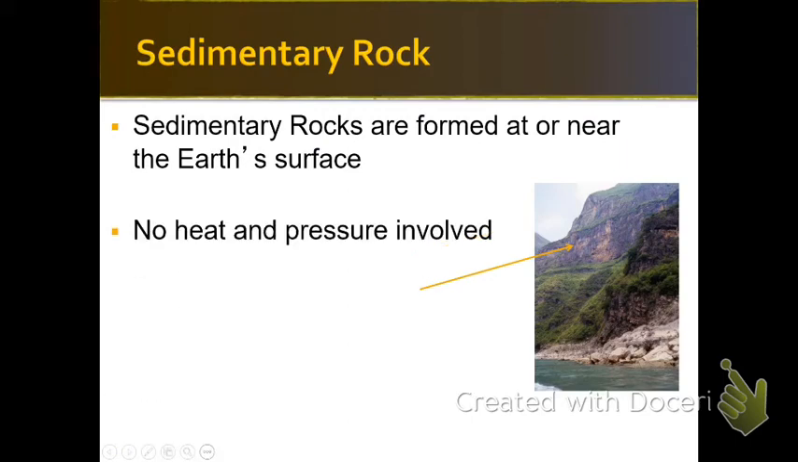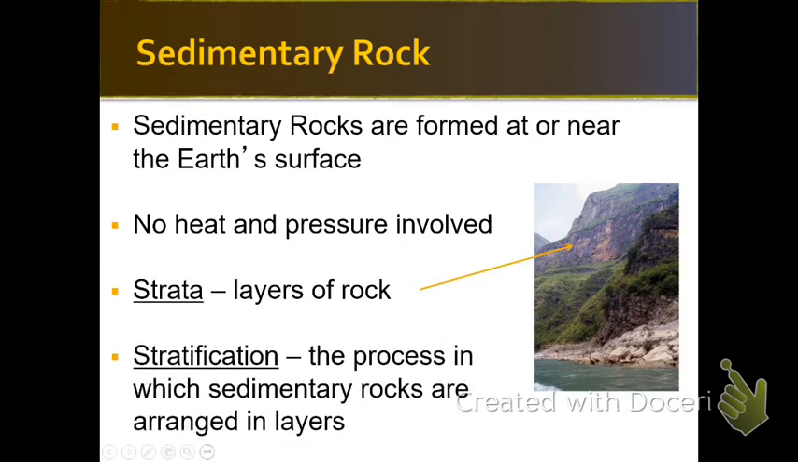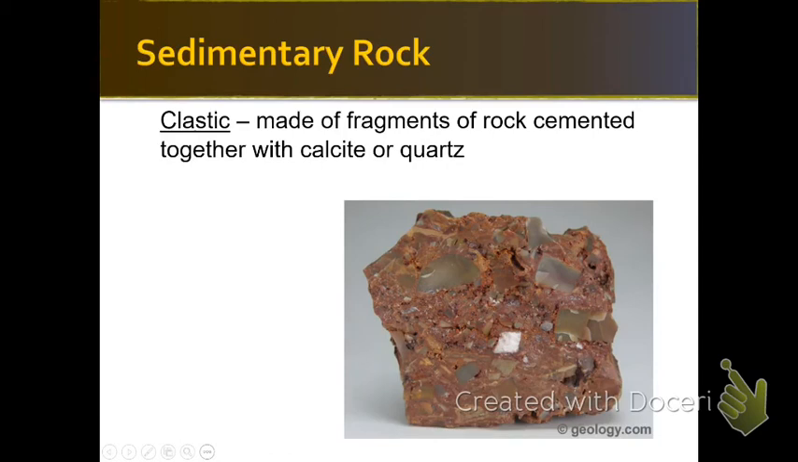There's no heat and pressure involved. Now when I say that, there is some pressure, but we just call it compacting. If I mention pressure in this unit, I'm talking about metamorphic rock, because we're talking about a much, much greater amount of pressure. We call the rock layers strata, and stratification is the process in which sediments get laid down in layers.